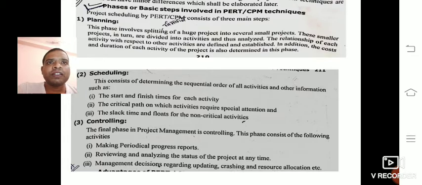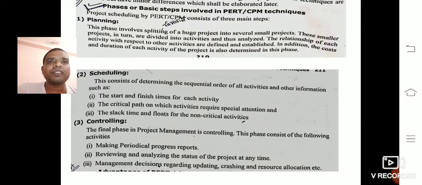Here, scheduling means that you are going to carry out activities like, the first one, the start and finish time for each activity, where you can give the starting and finishing times for each activity. The second one is the critical path, on which activities require special attention. And the third one is the slack time and floats for the non-critical activities. The second and third points we are going to discuss in the further slides.